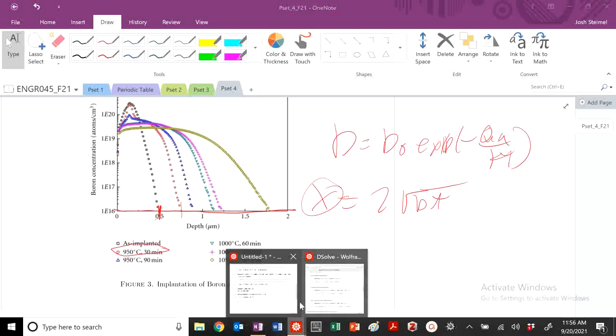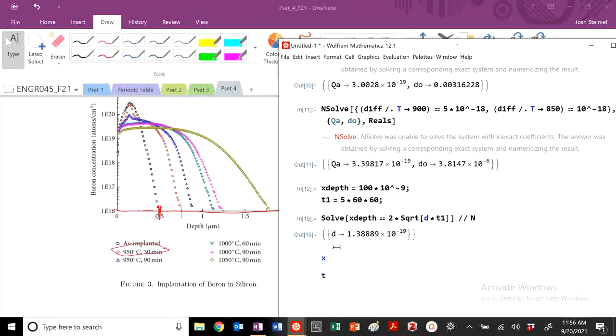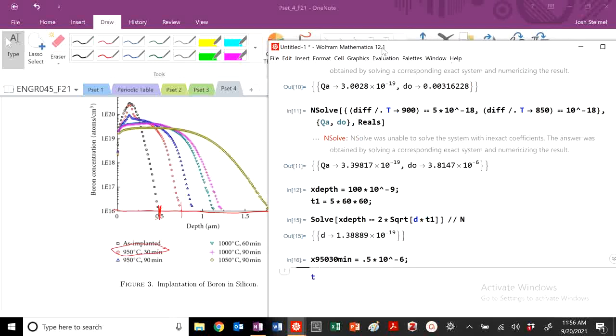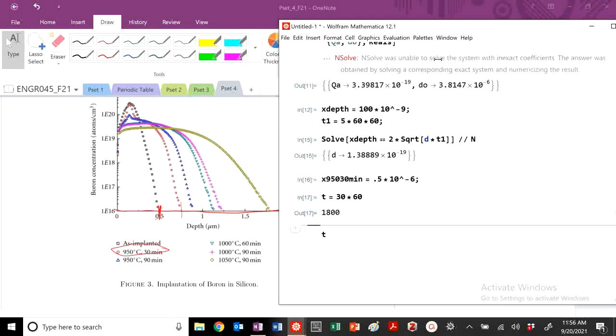So let's go ahead and plug in. Let's look at x at 950, 30 minutes. My distance traveled there is basically 0.5 times 10 to the minus 6, half a micron. So I've got that. What was my time here? The time spent is going to be equal to 30 minutes, so 30 times 60, that gives me everything in seconds. So I've got my x, I've got my t. I could solve for D now.